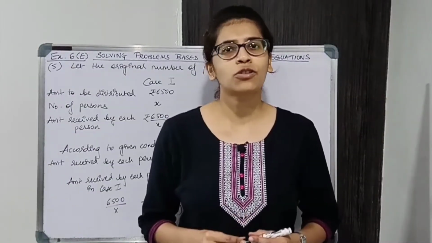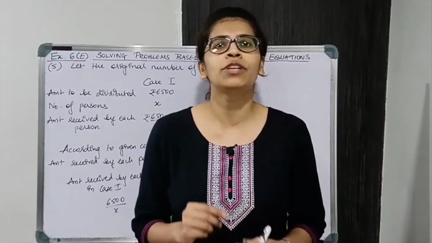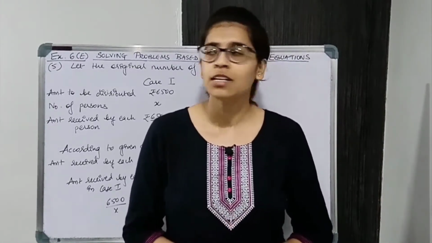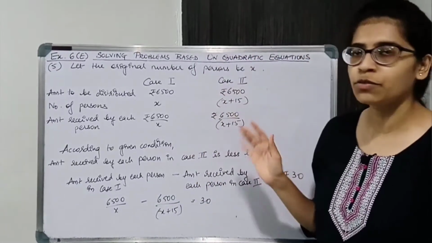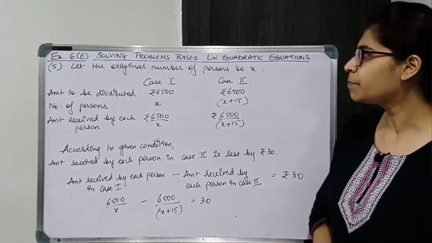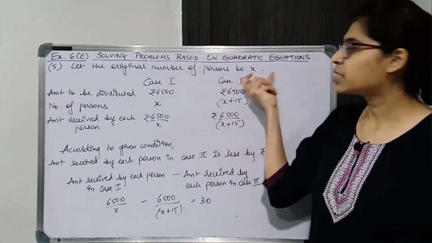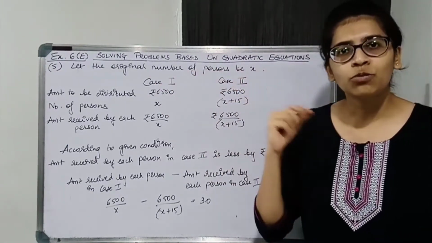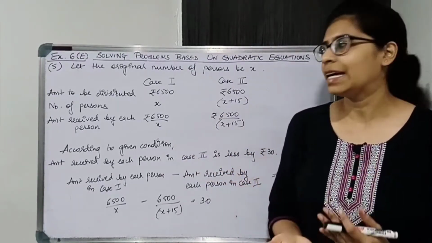You cannot start solving directly, so make sure that you write down the given in a proper manner first. So I've written down the given over here. This is how you will write. Let the original number of persons be x. So we have assumed the original number of persons to be x.